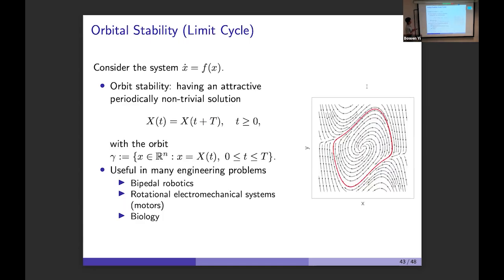Okay, and we also extend our result to the so-called orbital stability. And this problem is known as the limit cycle problem for an autonomous system ẋ = f(x). And the limit cycle problem means that the closed loop generates some periodic oscillating behavior. So like the motion like this one. This problem is very important in many engineering problems, like a bipedal robot. So you can imagine the robot is walking, and also rotational electrical mechanical system models, and it also appears in biology. And the formal definition is the trajectory will come back to the position after the moment, capital T.